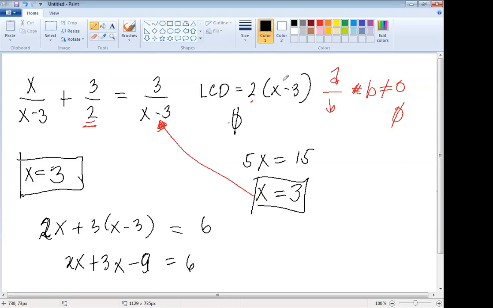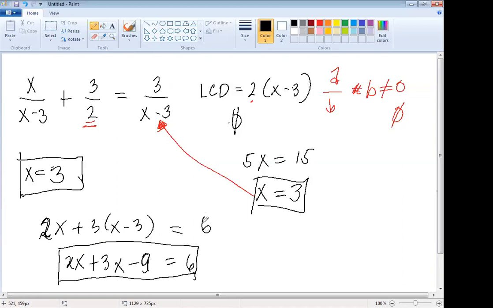And then here, we have 3 times 2, x minus 3 divided by x minus 3. So we cancel out x minus 3, x minus 3. So 3 times 2, we get 6. So we can solve from this one. Now we can solve the value of x, right? So this one is 2x plus 3x minus 9 equals 6.